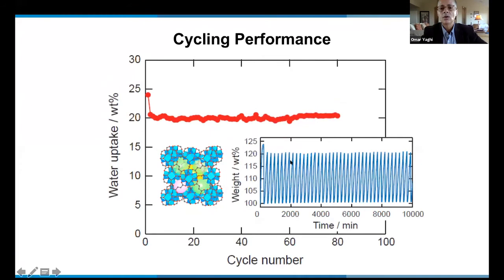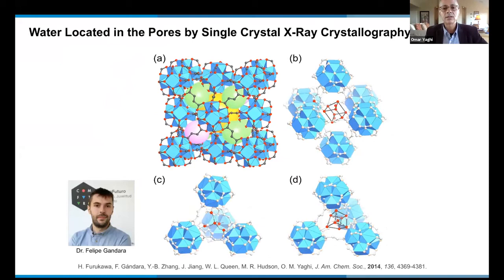Now after the first uptake and release, you see a drop. Just after the first cycle, you see a little drop. And that drop turns out to be, and this is the nice thing about working with crystalline materials, being able to achieve crystallinity in these extended structures, that one can go in using neutron diffraction, X-ray diffraction, identify where the first water molecules are residing in the structure.